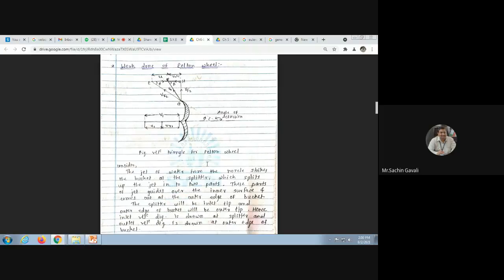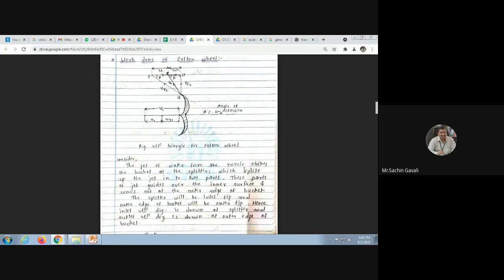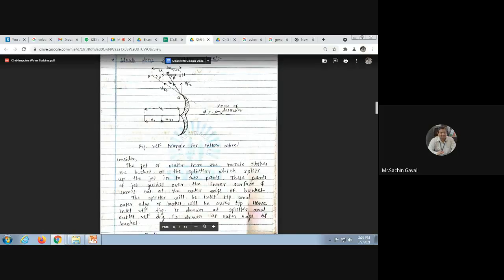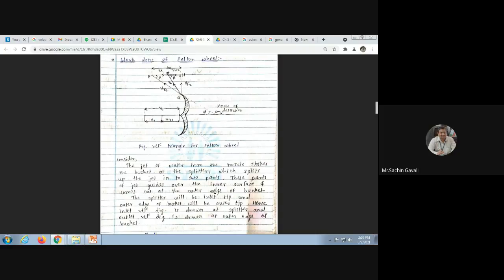Okay. Now the jet of water from the nozzle strikes the bucket at the splitter, which splits the jet into two parts. These parts of the jet glide over the inner surface and come out at the outer edge of the bucket. The splitter is the inlet tip and the outer edge of the bucket is the outlet tip. Hence, the inlet velocity triangle is drawn at the splitter and the outlet velocity triangle is drawn at the outer edge of the bucket.